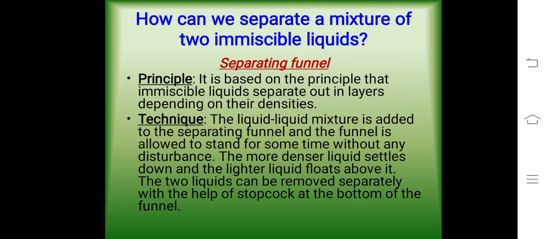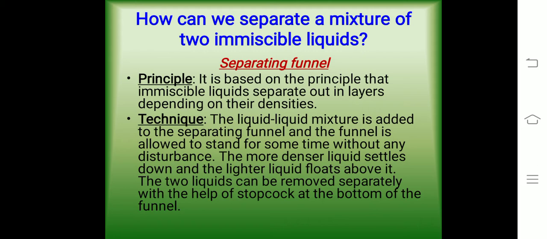How can we separate a mixture of two immiscible liquids? The process is by using the separating funnel. It is based on the principle that immiscible liquids separate out in layers depending on their densities. We have already learned that immiscible liquids do not mix with each other. So, they would easily separate out in layers depending on their densities.